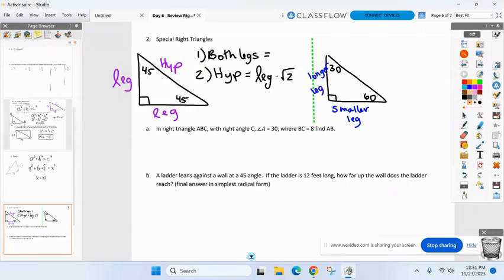All right, please don't just assume it's on the left. Wherever the 60 is, look across, and that's the longer of the 2 legs. And then we still have the hypotenuse here.